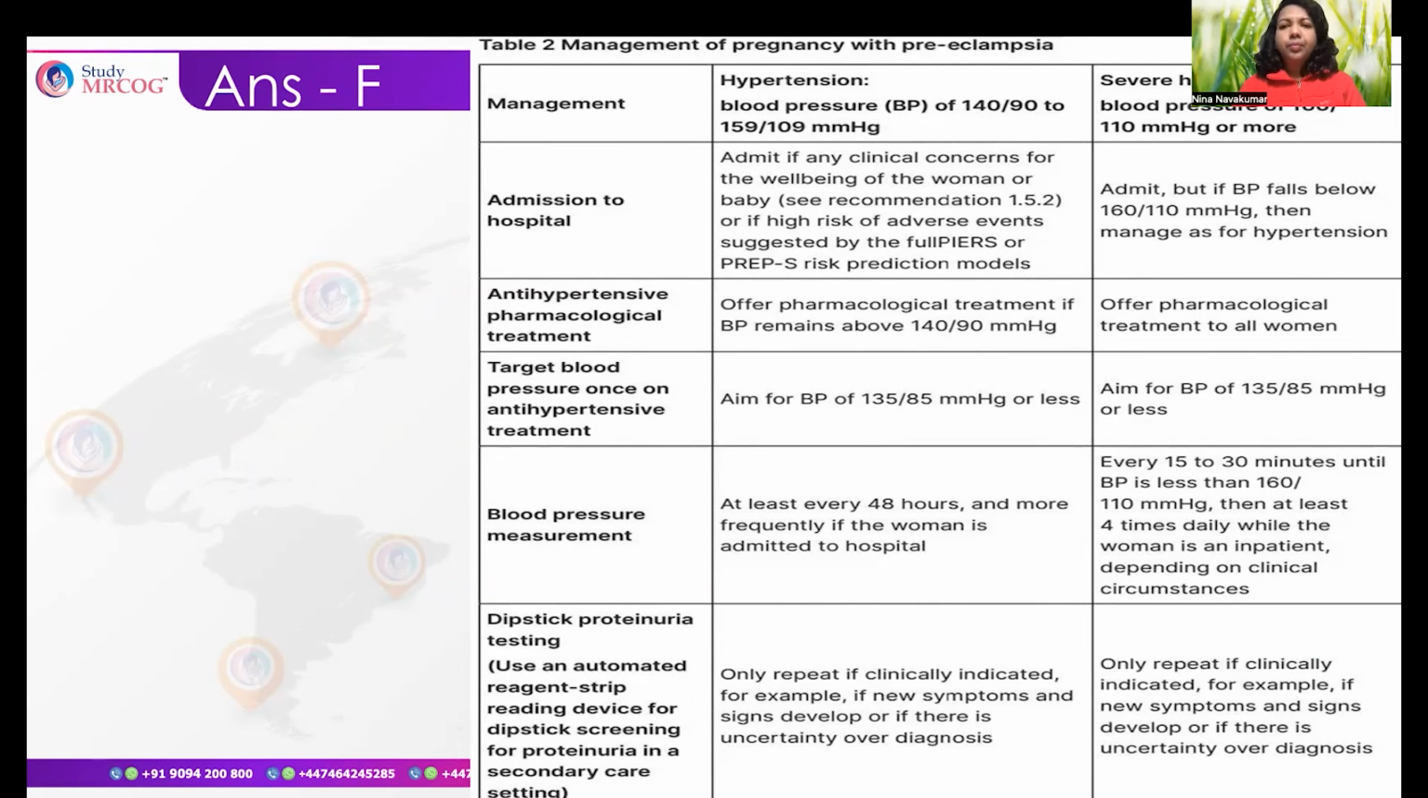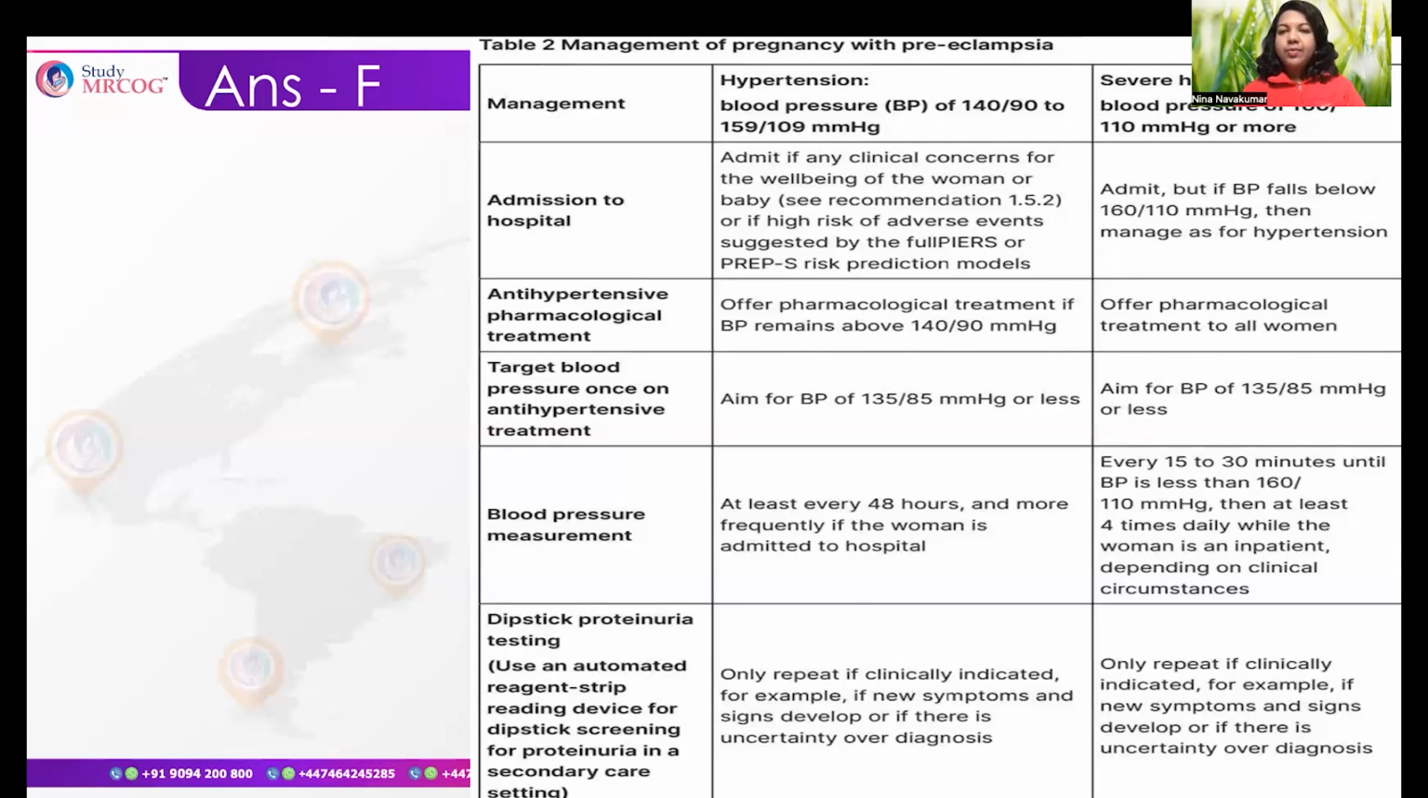So preeclampsia without severe features is blood pressure less than 160 by 110. Then we need to admit them only if there are any clinical concerns for the well-being of the woman or baby. And there are prediction models available like the full PIERS or the PREP-S risk prediction models for preeclampsia worsening in pregnancy. Also, another thing which has been put forward in the guideline is the availability of PLGF, or placental growth factor, which can be done to predict the preeclampsia onset in the third trimester.